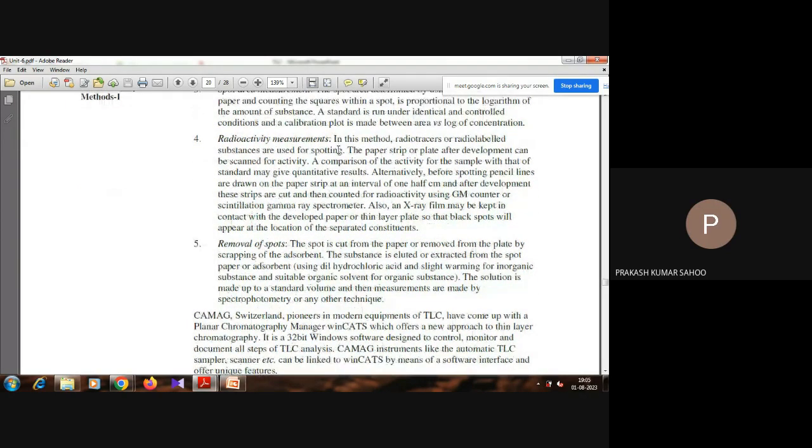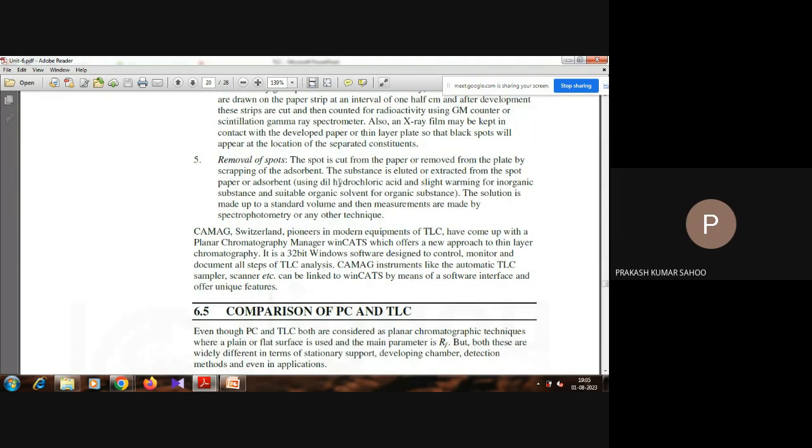Then radioactive measurement is for radioactive substances or samples using radiotracers or radiolabeled substances, like we use C13, P32. So these are the radioisotopes. And then removal of the spots. The spot is cut from the paper or removed from the plate by scraping off the adsorbent. The substance is eluted or extracted from the spot paper or adsorbent using dilute hydrochloric acid and slight warming for inorganic substances, or a suitable organic solvent. The solution is made up to a standard volume, and then measurements are made by spectrometry.